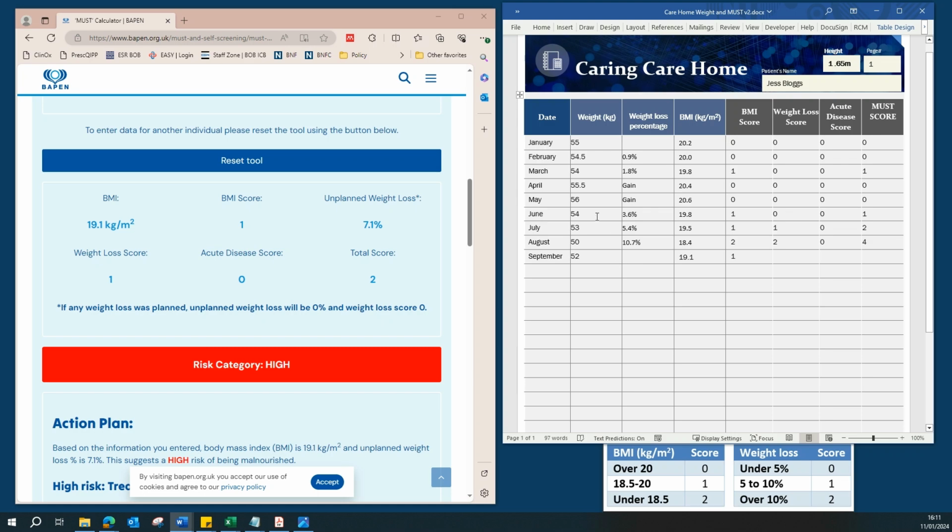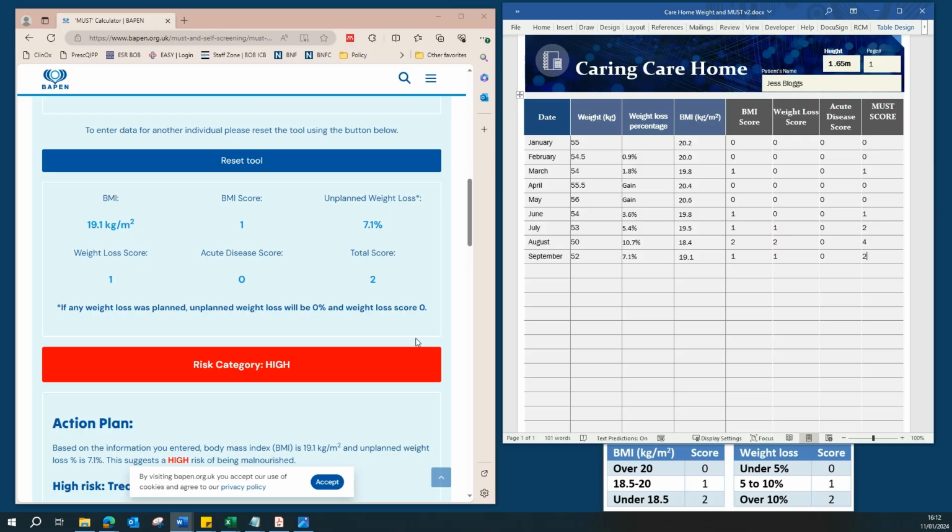And looking at the history of her weight from May, she's lost 4 kilos total, or 7.1%, which we can add into our form. So weight loss of under 5% scores 0, weight loss of 5 to 10% scores 1, and over 10% scores 2. So she's lost 7%, and the weight loss score for that is 1, and she's got an acute disease score of 0. And we add up those scores, very nice simple maths, and that's a score of 2.